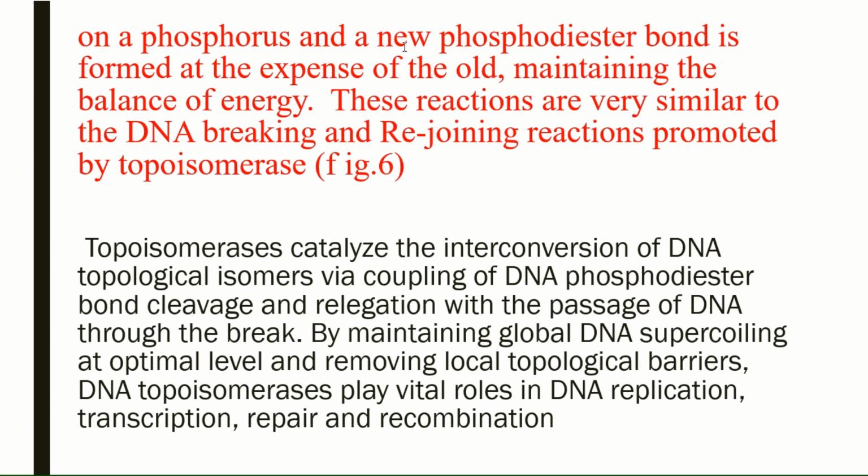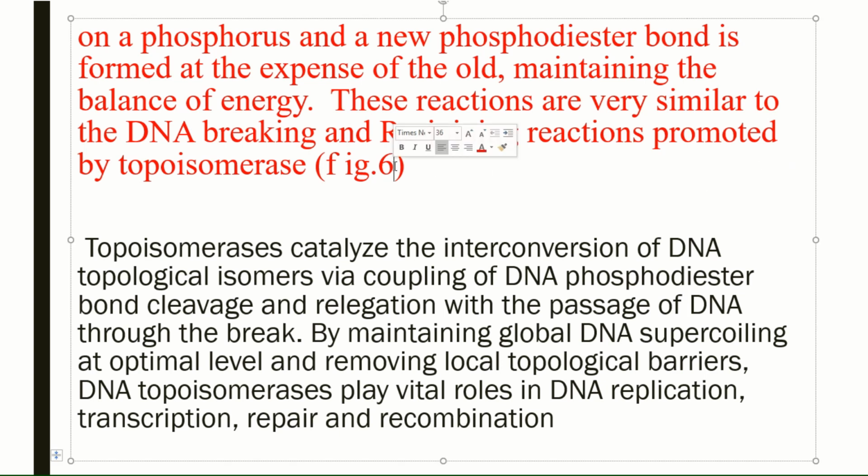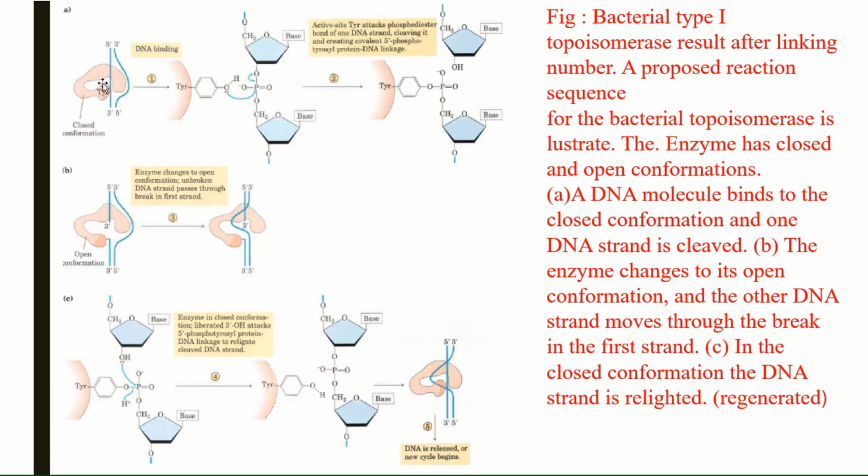Only phosphorus is involved, and a new phosphodiester bond is formed at the expense of the old, maintaining the balance of energy. These reactions are very similar to the DNA breaking and rejoining reactions promoted by topoisomerase, which is shown in this figure. This is the bacterial type 1 topoisomerase, which alters the linking number. A proposed reaction sequence for the bacterial topoisomerase is illustrated.